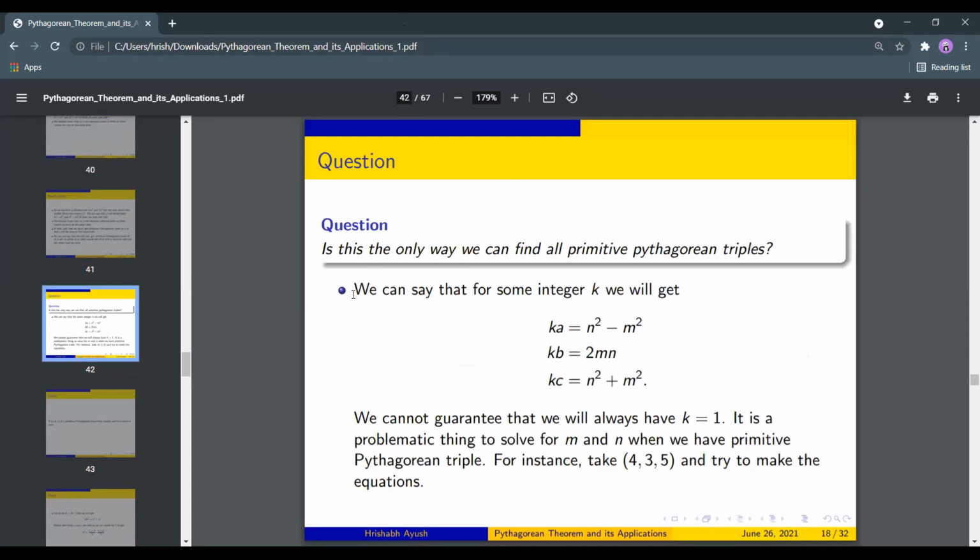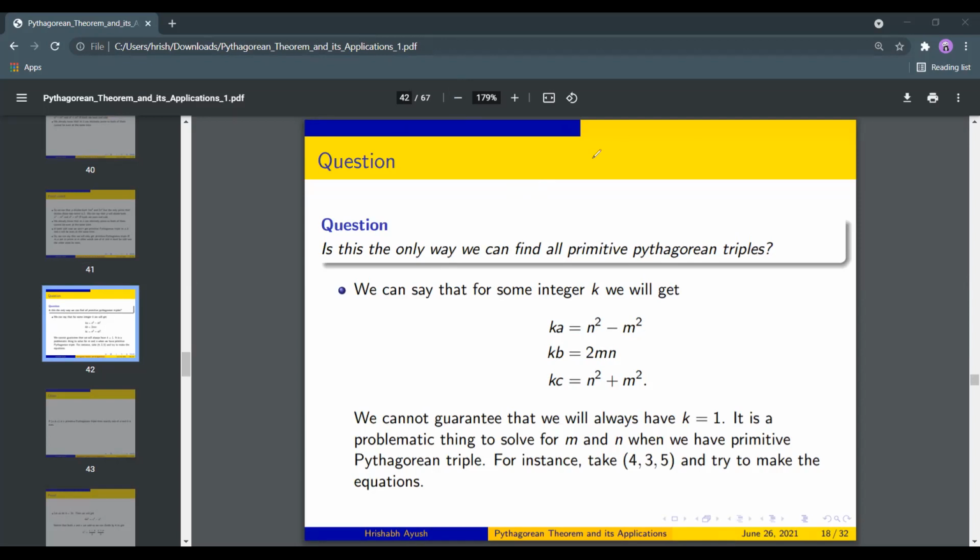So we'll see that for some integer k, we have this equation, and actually it's not a primitive Pythagorean triple in this case, because its GCD would be k. You see why? Because a square plus b square equals c square, and you multiply k to them, so its GCD would be k, as we have an integer k. Does that make sense?